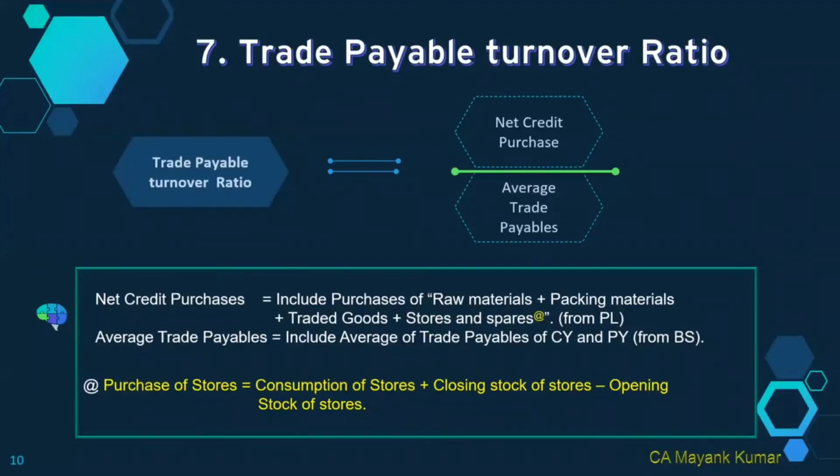But in case of stores and spares purchase, you have to use the following formula. That is the consumption of stores, then add closing stock of stores and deduct opening stock of stores. And then you will get the purchase of stores.